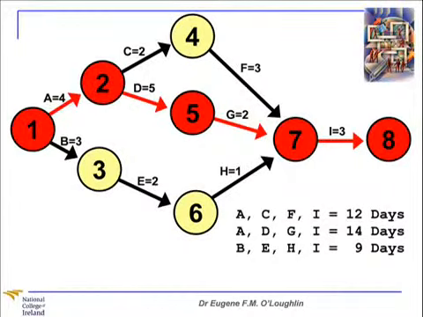Finally, the critical path through this diagram. You can see that there are 3 possible paths here, and the longest path, highlighted in red, takes 14 days. The other 2 paths take 12 and 9 days respectively. The critical path through this project is 14 days, therefore the overall duration of the project is 14 days.